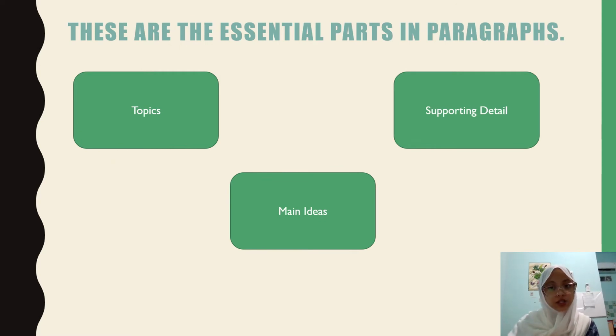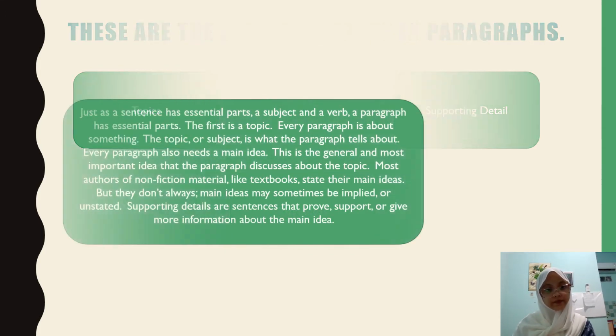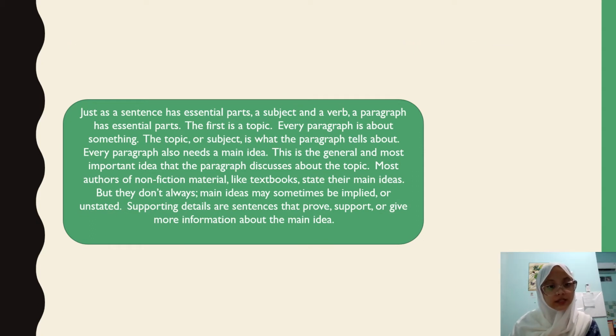These are the essential parts in paragraphs. The first is topic, the second is main idea, and the third is supporting details. Just as a sentence has essential parts, a subject and a verb, a paragraph has essential parts. The first is a topic. Every paragraph is about something. The topic or subject is what the paragraph tells about.